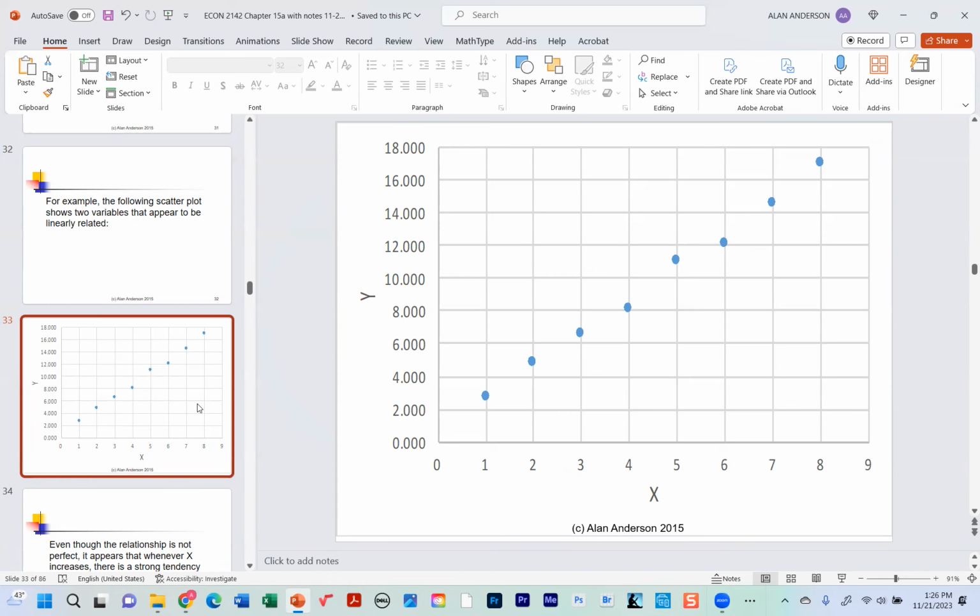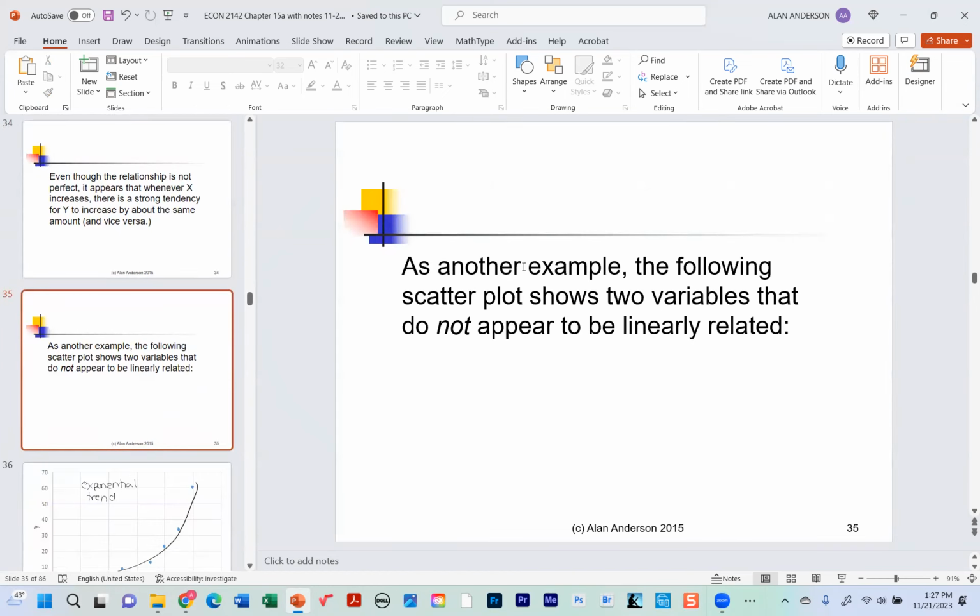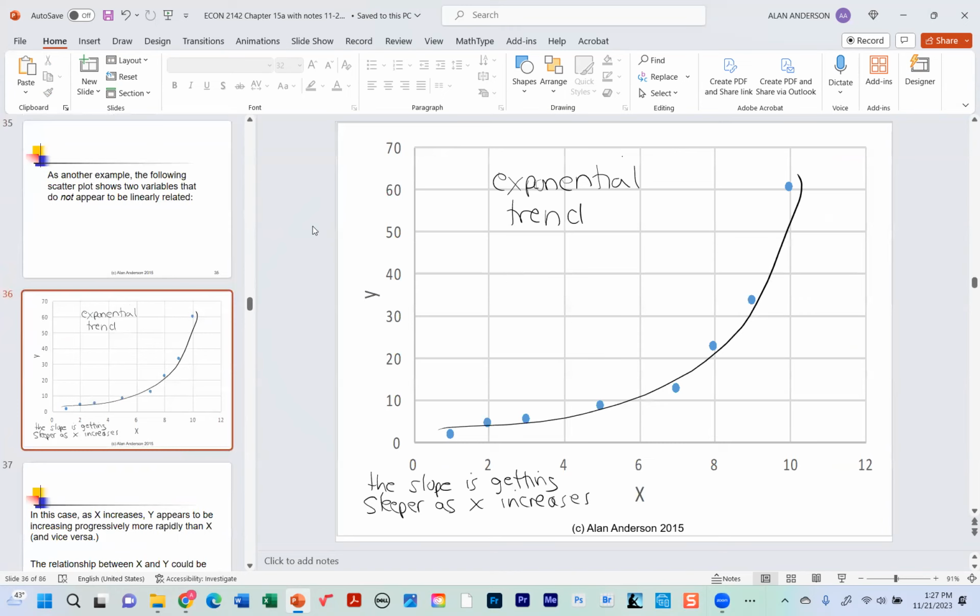But let me show you an example where the data are not linear. And you'll say, wait a minute, what's going on here? Well, if you notice, it's a curve. Specifically, this one is known as an exponential trend as opposed to a linear trend. And the key detail here is that the slope of this curve is getting steeper as x increases.